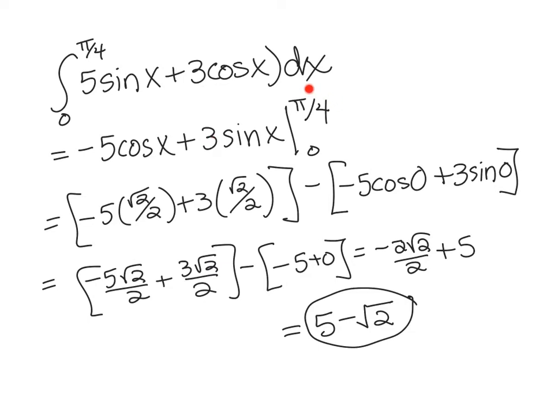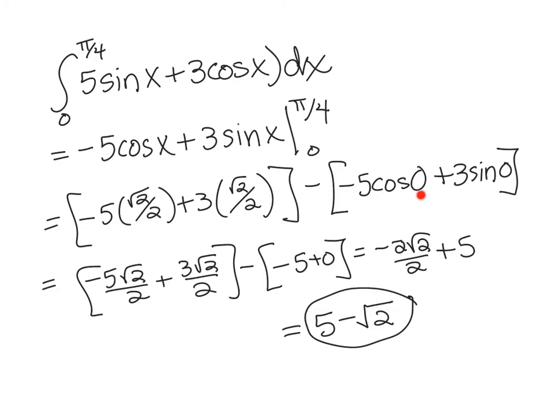Now this is evaluated from 0 to pi over 4. I don't think I mentioned that last time. When you take the integral, you no longer have the integral symbol. You're going to have the evaluation bar at the end. The top is here, the bottom is here. Once you've integrated, you plug the top number in, the cosine of pi over 4, the sine of pi over 4 with their coefficients there.